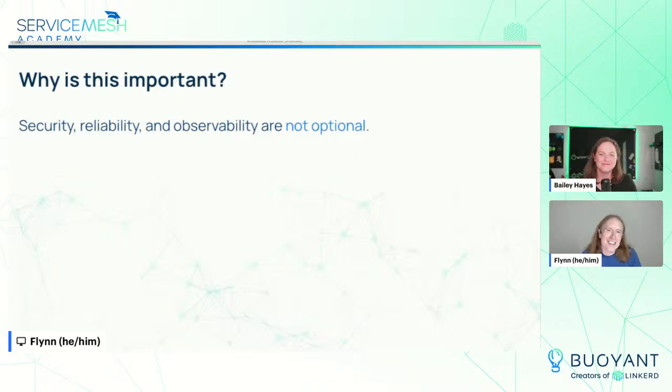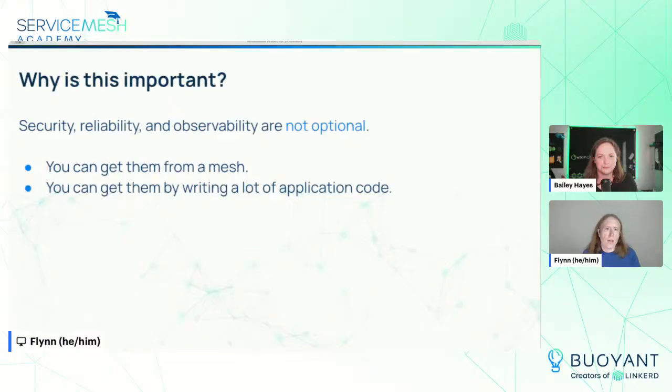Likewise, as soon as people are using it, security is a big deal. Observability is a huge deal as soon as you start having people complain about things going wrong. You can't operate without these things. And you have a couple of ways that you can do it. The first one is you can use a mesh. The second one is you can write a bunch of application code. And that's kind of it. Those are your two options.